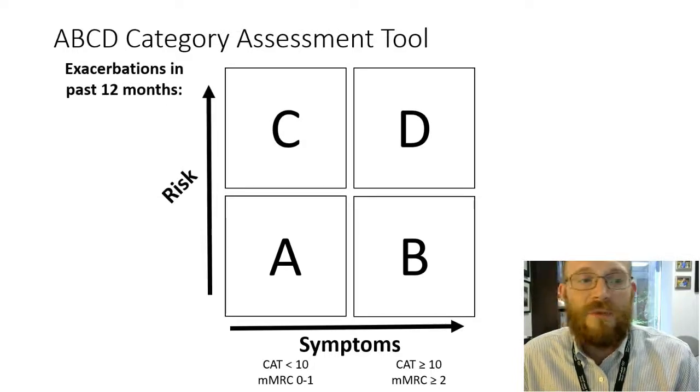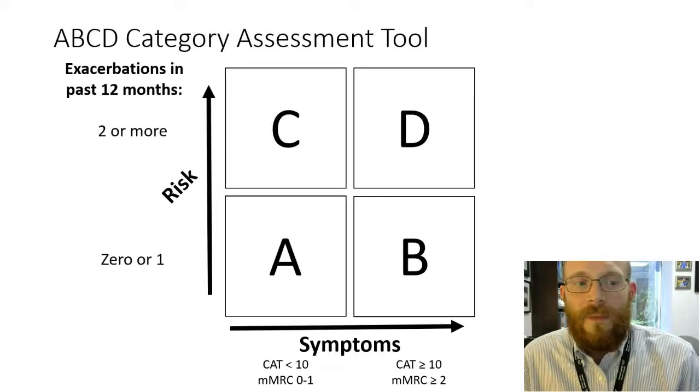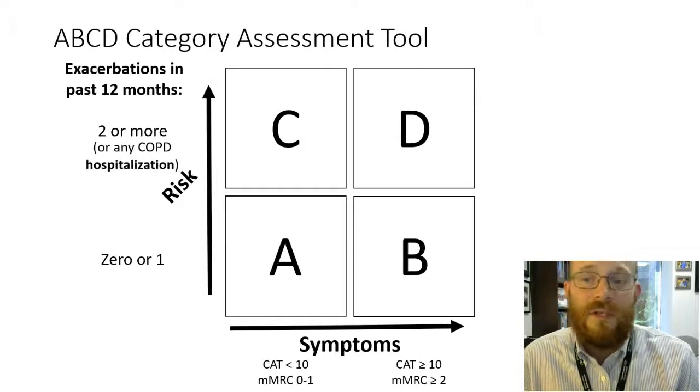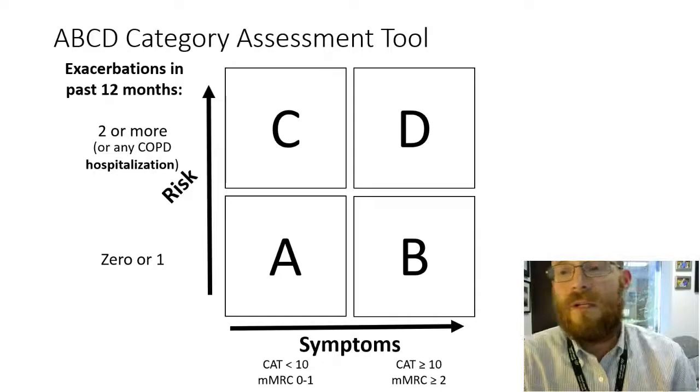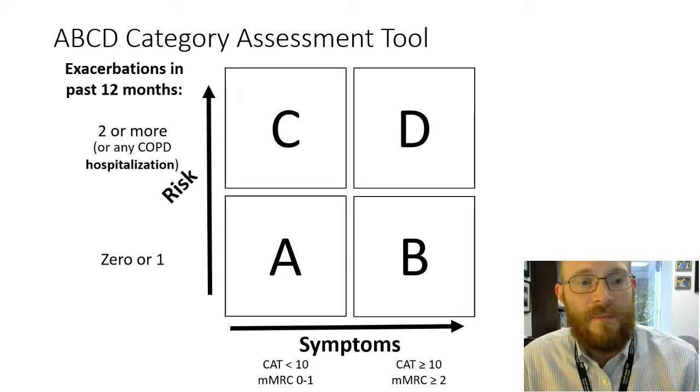Risk is now measured solely based upon COPD exacerbations. A patient with one exacerbation per year is classified as low risk, while 2 or more exacerbations lead to a high-risk classification. A patient can also be considered high risk for any single exacerbation that leads to a hospital admission, even if that's their only exacerbation for the year.